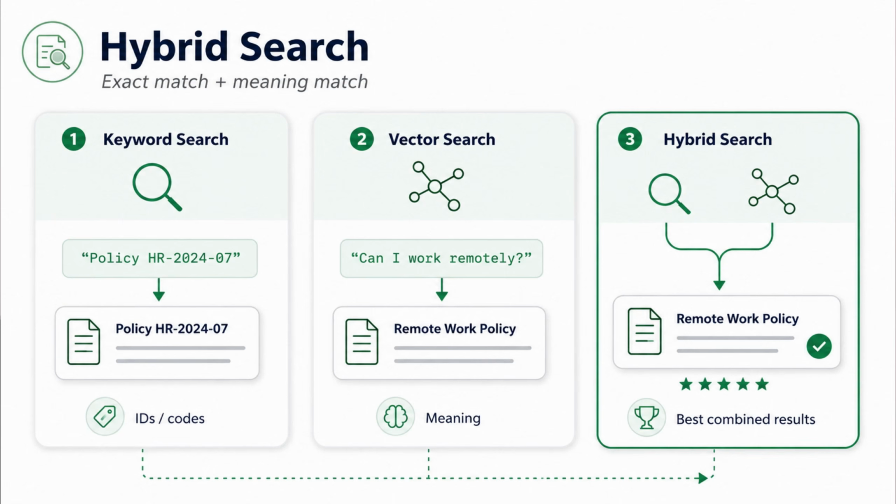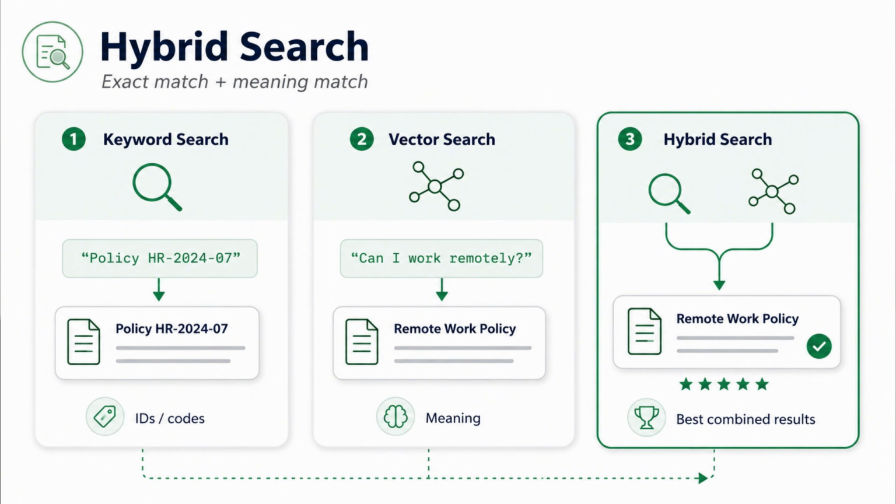So in the last topic, we understood that vector search is very good at finding information based on meaning. But in real applications, meaning is not always enough. Sometimes exact words matter. Sometimes IDs, product codes, policy numbers, or service names matter. And this is where hybrid search becomes useful. Hybrid search simply means combining more than one search method, usually keyword search and vector search. Keyword search is strong when the exact item is important, and vector search is strong when the meaning is important. Let's take a simple example.